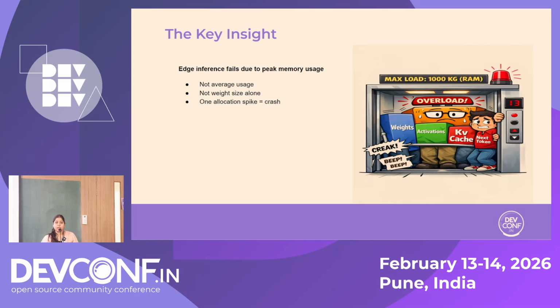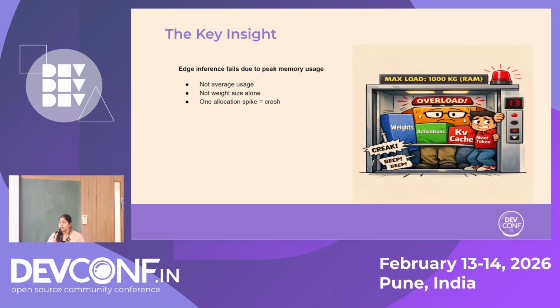But here comes the key moment. During generation, every token adds more weight, and that's the KV cache growing. As one more token steps in, the elevator crosses its limit. As you can see here, there is a creak and a beep sound denoting that the elevator has crossed its limit, and it doesn't slow down, it simply stops. So that's how out of memory failures happen on edge devices.